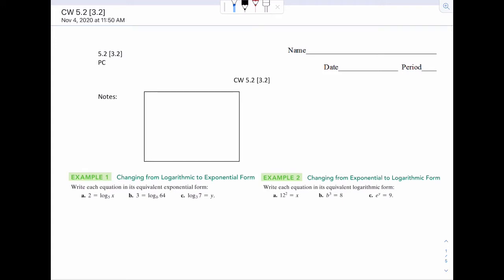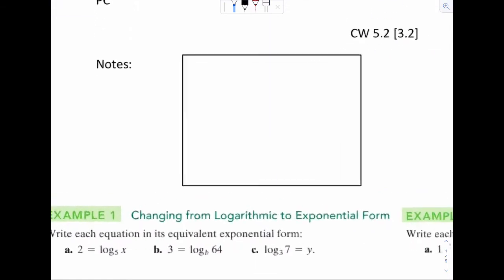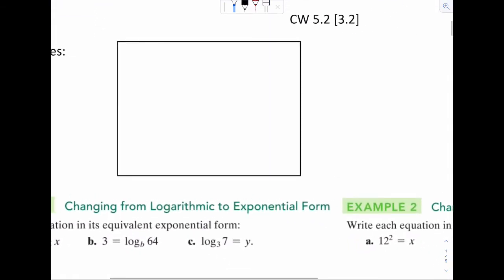Welcome to CW 5.2. Today we're going to review everything you learned about logs last year. So the first thing you're going to do is put a box, and I got to give this to you. This is a standard log, log base a of b is equal to x. That's going to convert to a to the x is equal to b.